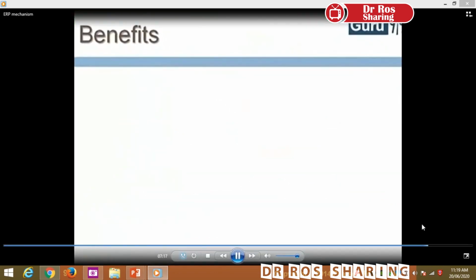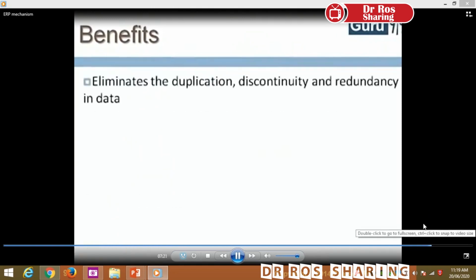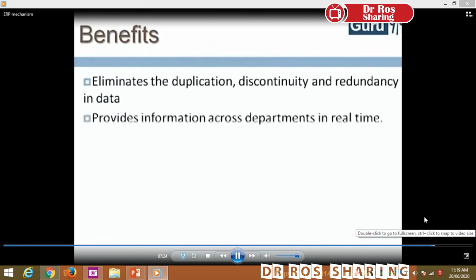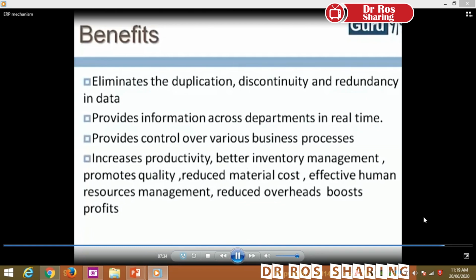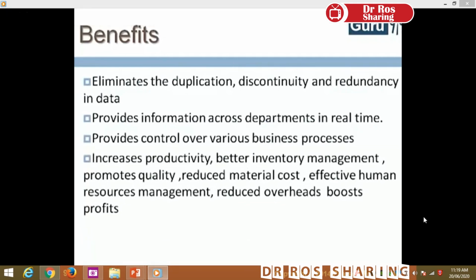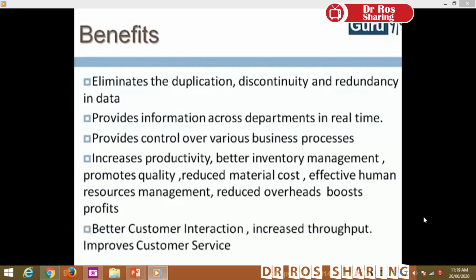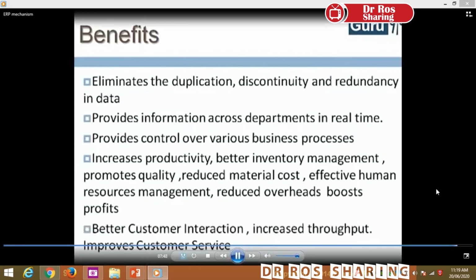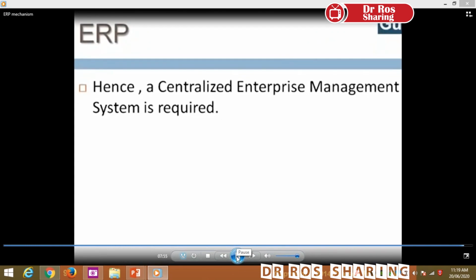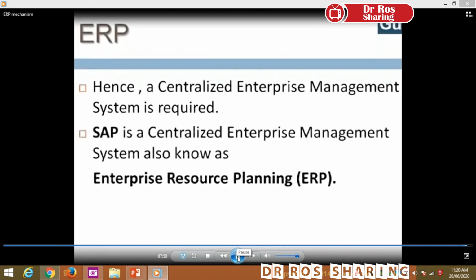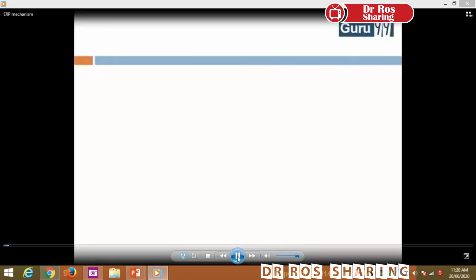The key benefits of the centralized system are: it eliminates the duplication, discontinuity, and redundancy in data. It provides information across departments in real time. It provides control over various business processes. It increases productivity, provides better inventory management, promotes quality, reduces material cost, allows for effective human resources management, and reduces overhead while boosting profits. Better customer interaction, increased throughput, and improved customer service. Hence, a centralized enterprise management system is required. SAP is a centralized enterprise management system, also known as Enterprise Resource Planning. The very basic question.